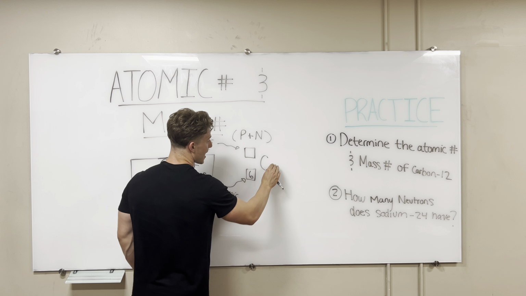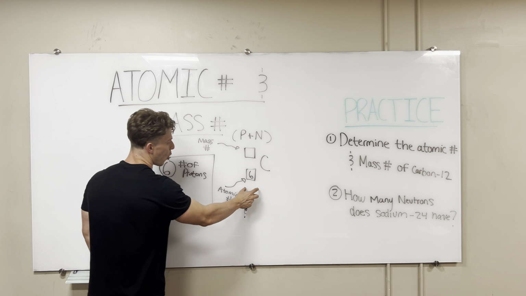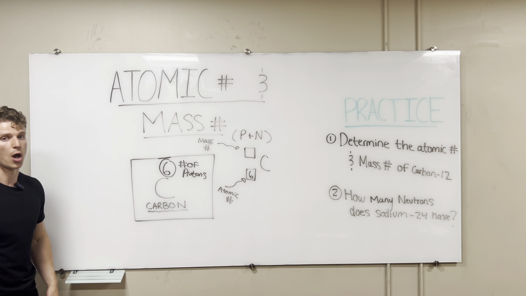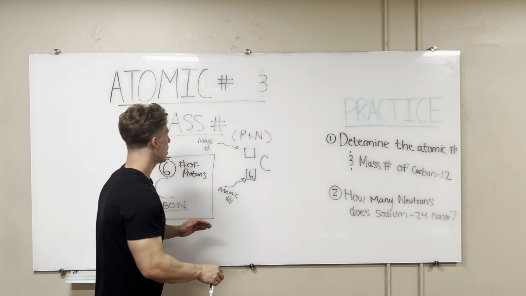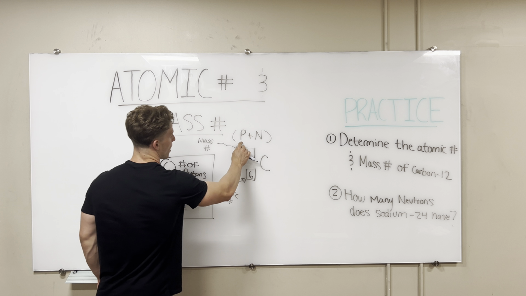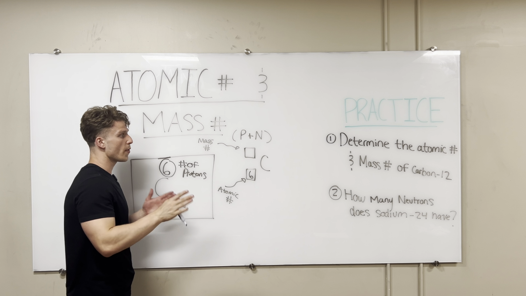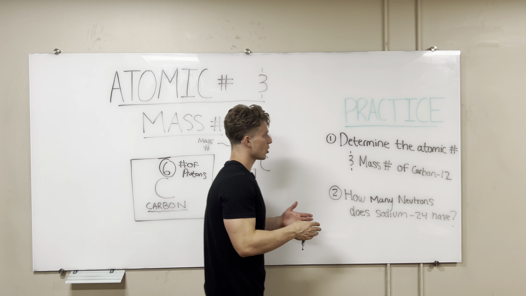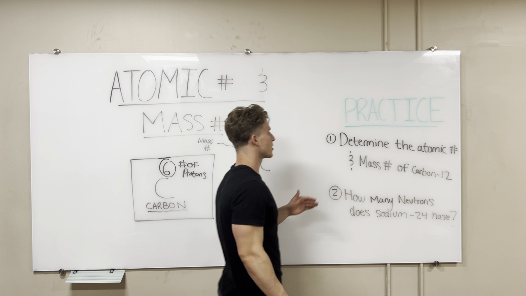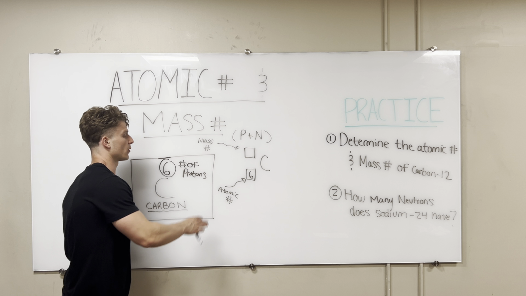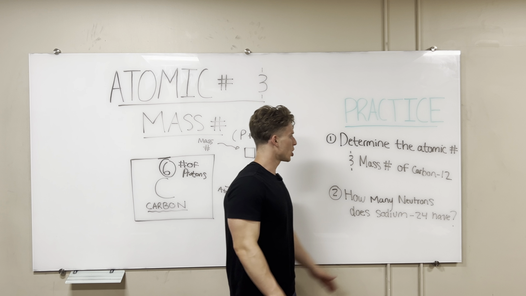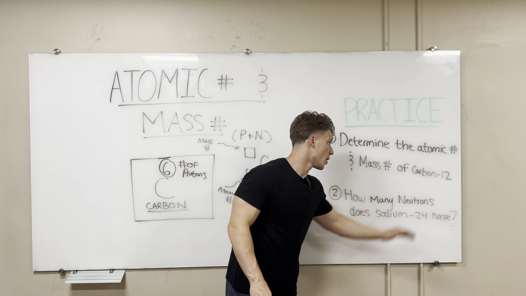So no matter what type of carbon that we're talking about, it's always going to have an atomic number of 6. So back to this mass number. It's the number of protons plus the number of neutrons. We know that the number of neutrons can vary. So let's go over here and look at this practice problem to help us with filling in the rest of this diagram. So it says determine the atomic number and mass number of carbon 12.